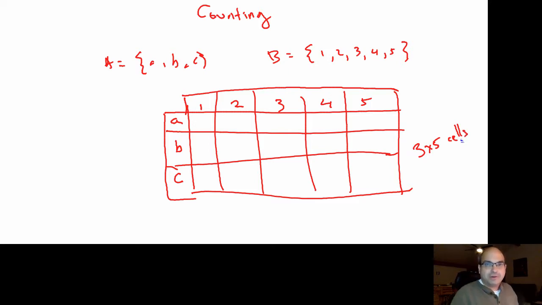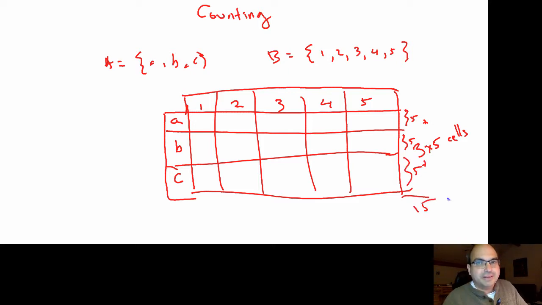That's the so-called cross product, right? So it's not a big surprise that the answer is, well, multiply the number of elements in each, because that's what we meant by multiplication, right? 3 times 5 is 15, because if I add 5 three times, so I have 5 plus 5 plus 5, I get 15, okay?